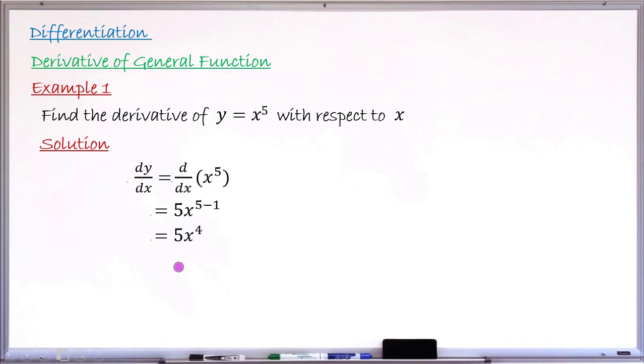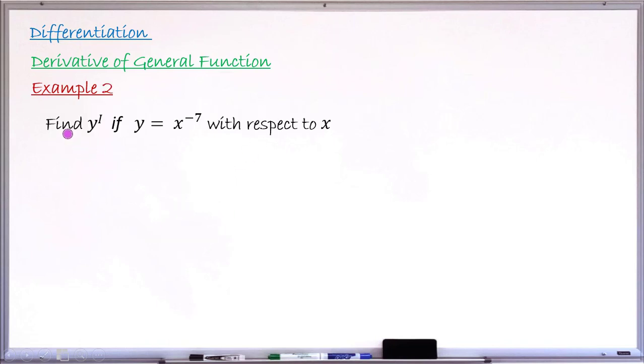Let's take another example. Example number 2 says, find y prime. y prime simply means the derivative of y, and it is the same as dy by dx, if the function y is x raised to the power of minus 7. This function is a function of x, so we have to find the derivative of this function with respect to x. Solution to this problem. So y prime is nothing but dy by dx, like I have said.